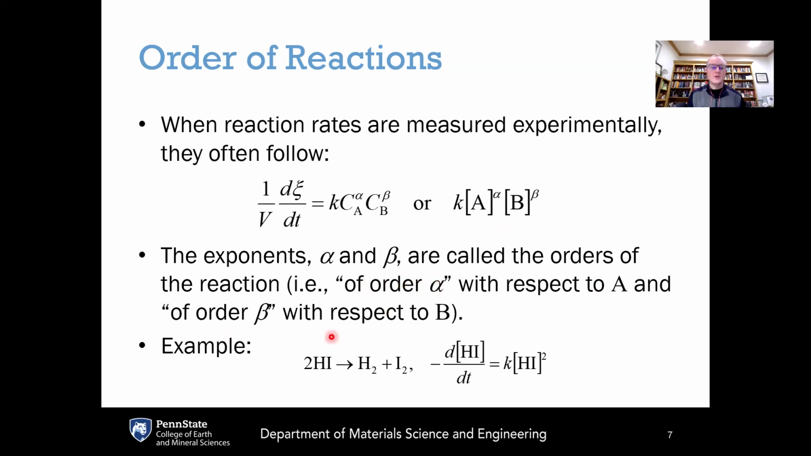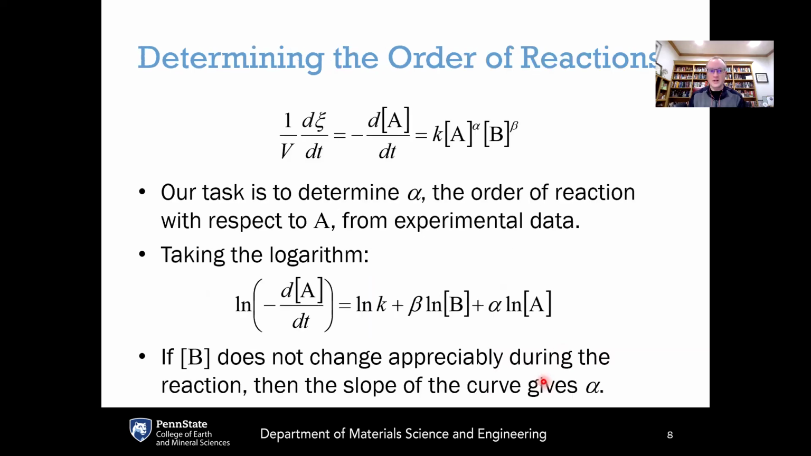For example, what if you have 2 moles of hydrogen iodide reacting to produce hydrogen gas and iodine gas? The rate equation for that is minus the change of the concentration of hydrogen iodide, and that is the derivative with respect to time, equals some kinetic coefficient times the concentration of the hydrogen iodide squared. And this would be of order 2, or a second order reaction with respect to hydrogen iodide in that case.